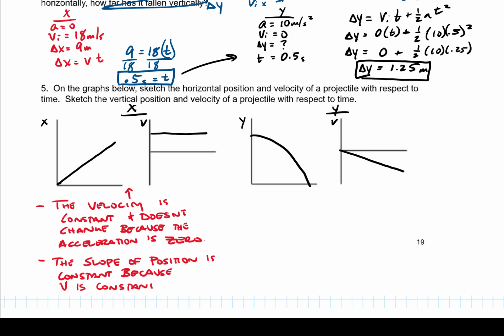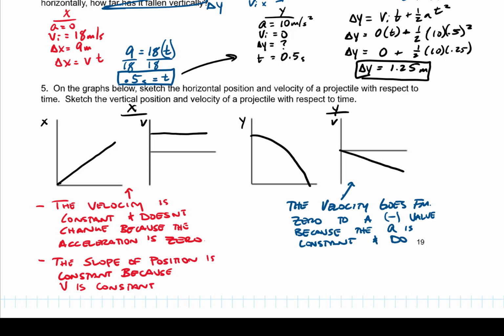Now, in the y direction, if we look at the velocity, it has a negative slope. It goes from 0 to a negative value because it's accelerating in the downward direction. The acceleration is constant and down. That's what we're going to have. All right, that's all we have for this one.